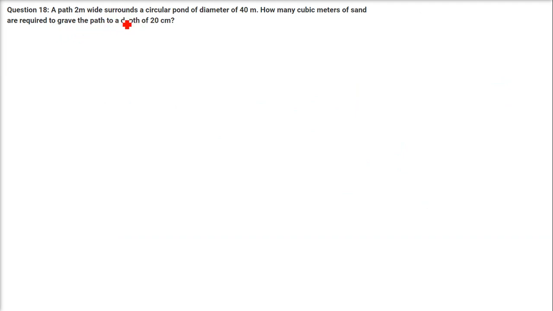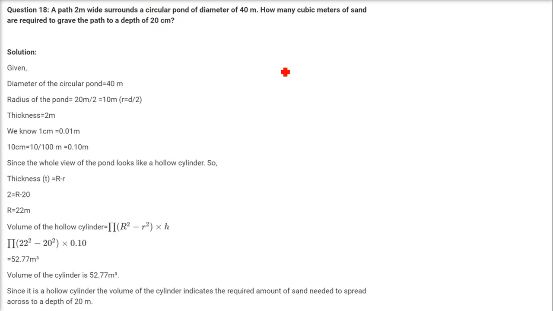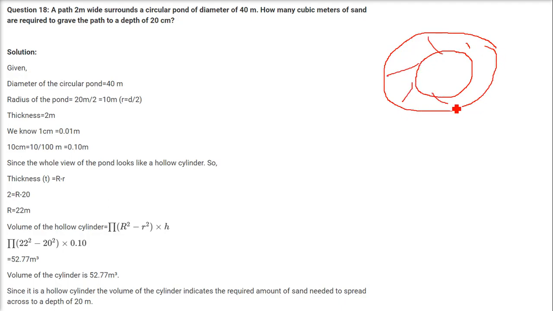A path 2 meter wide surrounds a circular pond of diameter 40 meter. How many cubic meters of sand are required to gravel the path to a depth of 20 centimeter? So here we have a circular pond and there is a path. This is a path which is 2 meter wide. And the diameter of this internal one is 40 meter. So the radius will be 40 by 2. So 20 is the radius.